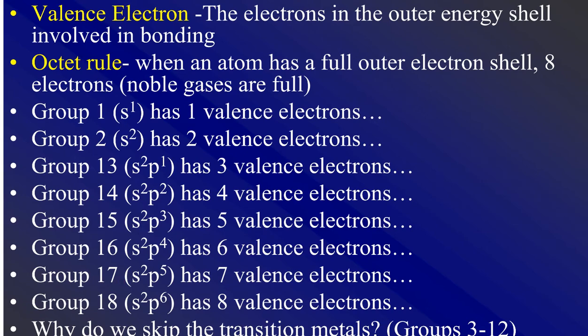So you might start to notice the pattern here. We're looking at group 1 is 1, 2 has 2, 3, 4, 5, 6, 7, and 8. All atoms want to form an octet, so they want to have a full outer shell of electrons. So they all want to end in S2P6 for a grand total of 8.